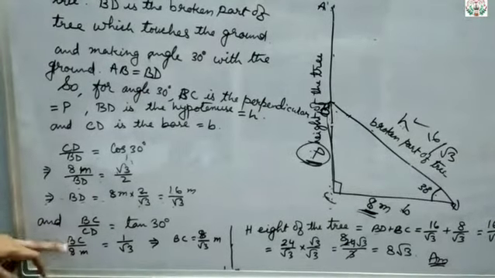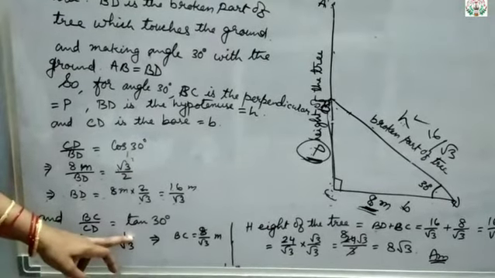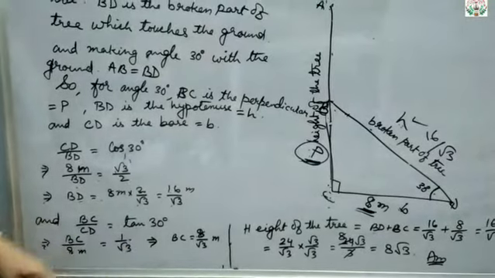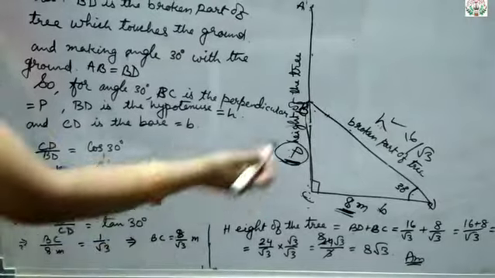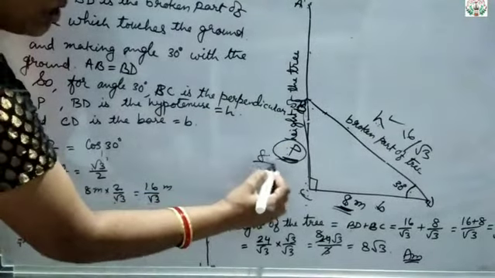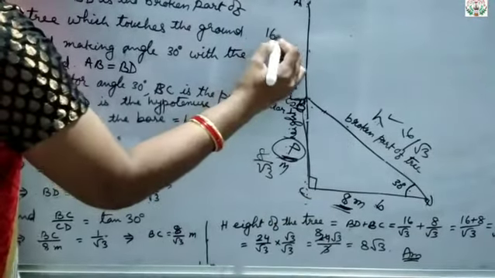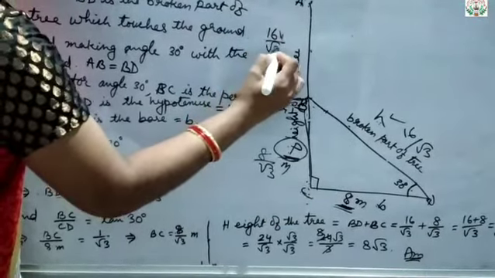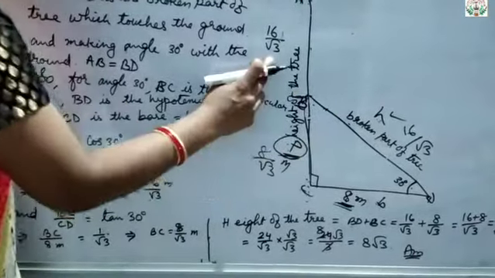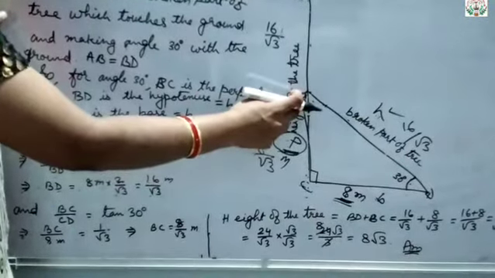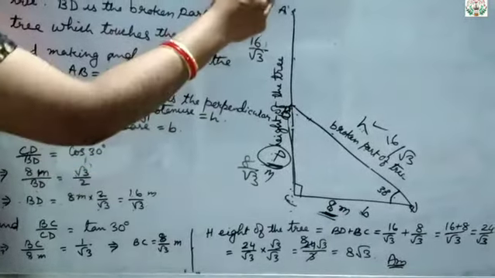Now implies BC, cross multiply. So this denominator will become the numerator on the other side of the equals sign. So it will be 8 upon root 3 meters. So BC is how much? This height is how much? 8 upon root 3 meters. And this part is equal to this part, because we have seen AB equals BD. So if BD is known, that is 16 upon root 3, then AB also will be 16 upon root 3. So AB is known, BC is known. So can you find the total height?